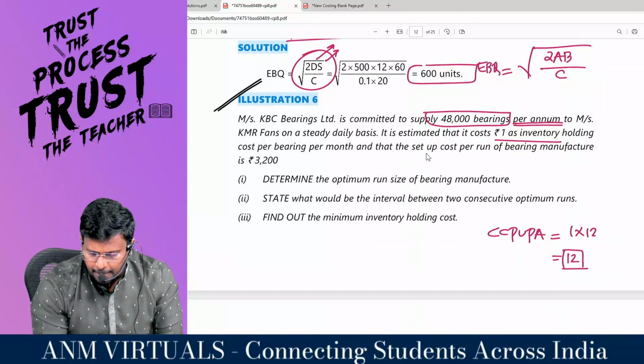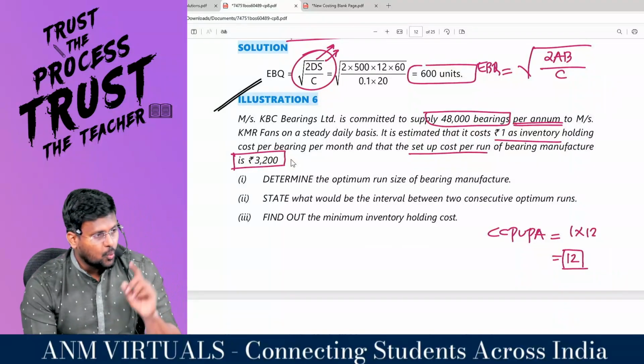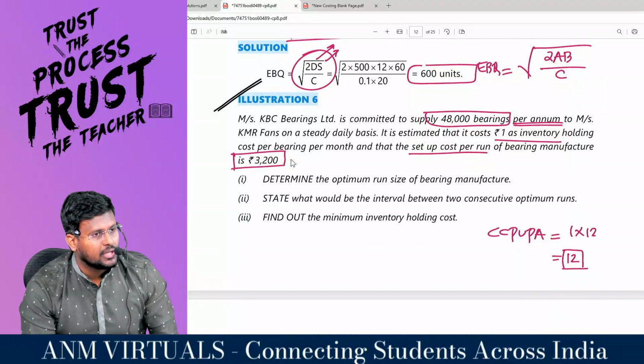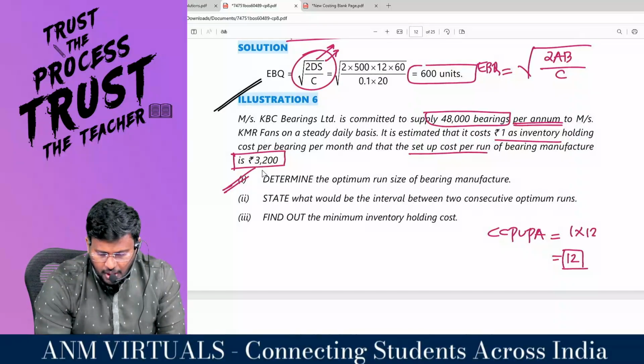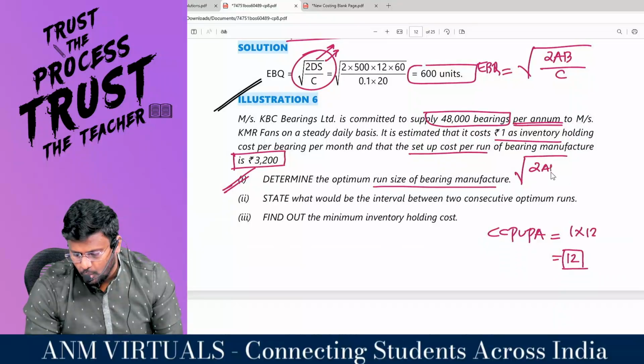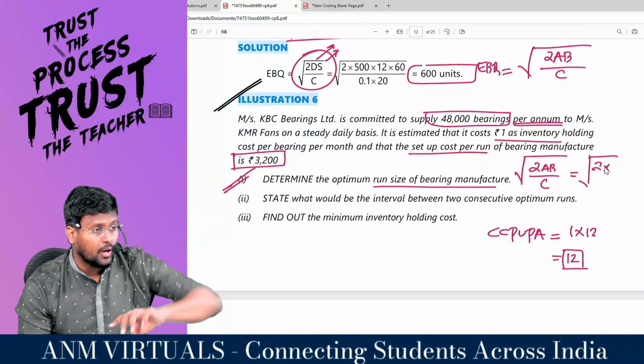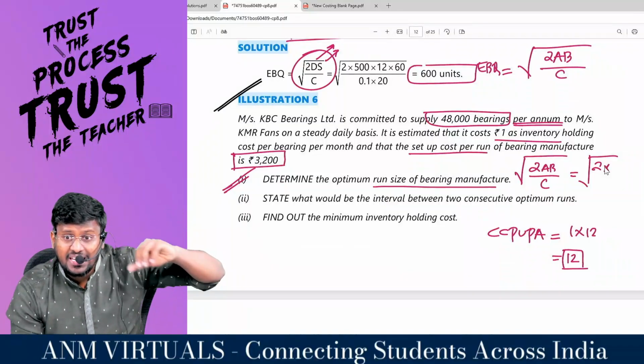And the setup cost per run of bearing manufacture is 3,200. Wow, for one-time setup I have to incur 3,200. Determine the optimum run size of bearing manufacture, which is nothing but root of 2AS divided by C. Comfortable? Which is nothing but root of 2 into... Have you understood how that 2 came? It is half, 1 by 2.